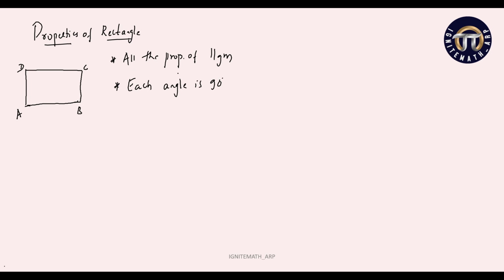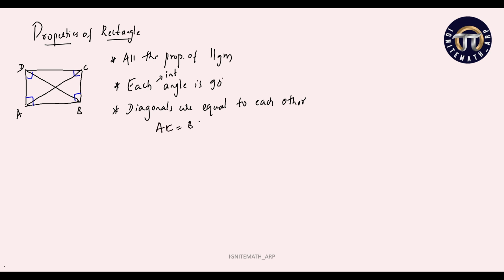Whatever angles we have, the interior angles, each one of them is 90 degrees. So each exterior angle is also 90 degrees. And diagonals are equal to each other. That happens in the case of a rectangle. Clear? In the sense AC is equal to BD. This is the property of a rectangle.